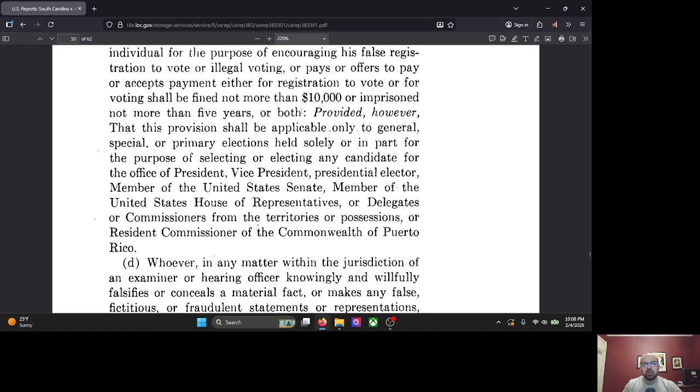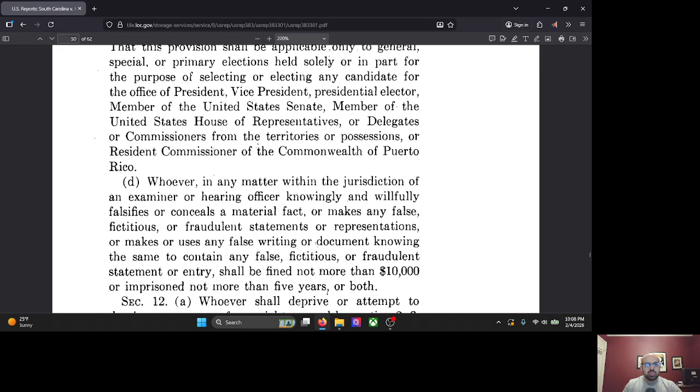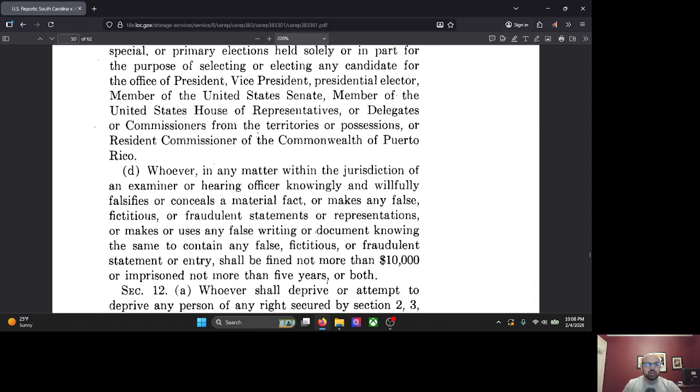provided, however, that this provision shall be applicable only to general, special, or primary elections held solely or in part for the purpose of selecting or electing any candidate for the office of President, Vice President, Presidential Elector, Member of the United States Senate, Member of the United States House of Representatives, or delegates or commissioners from the territories or possessions, or Resident Commissioner of the Commonwealth of Puerto Rico.